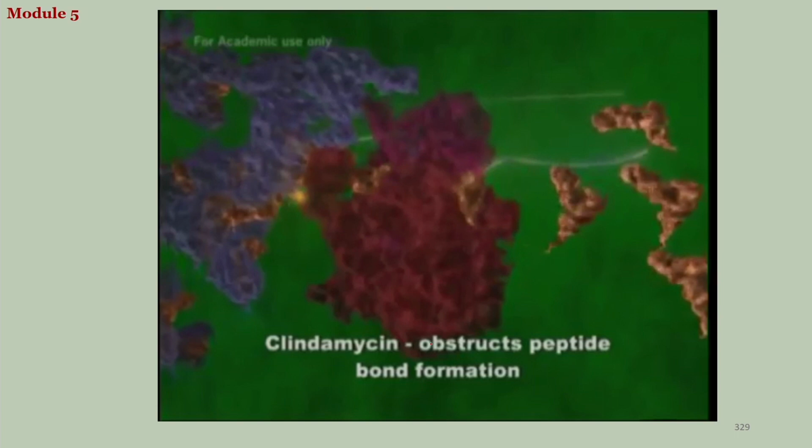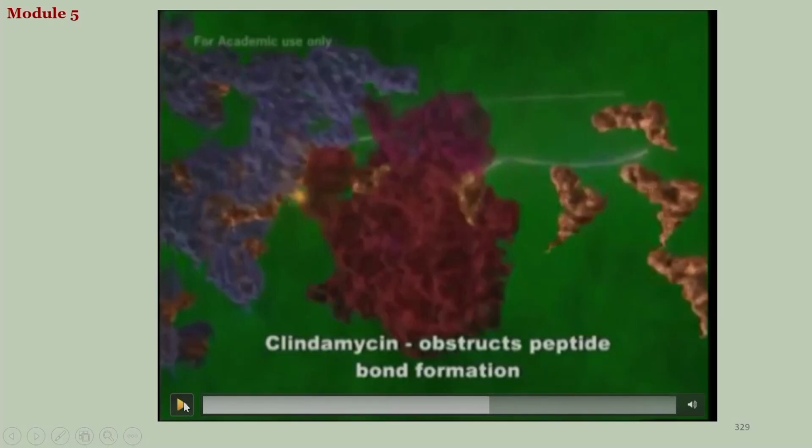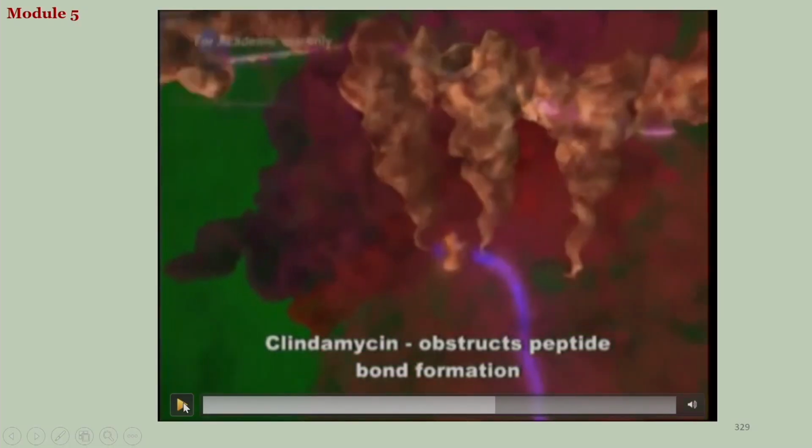Clindamycin is another class of antibiotic. What it does is it obstructs peptide bond formation. So it will not allow the peptide bond to form. How? Let us see. So this is your antibiotic and this is your amino acid. This particular class of antibiotic will bind to the amino acid sequence. So amino acid and the antibiotic will be bound together.